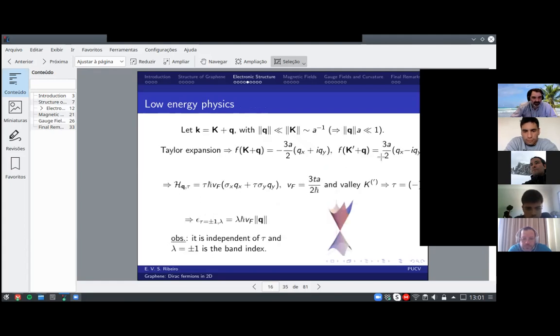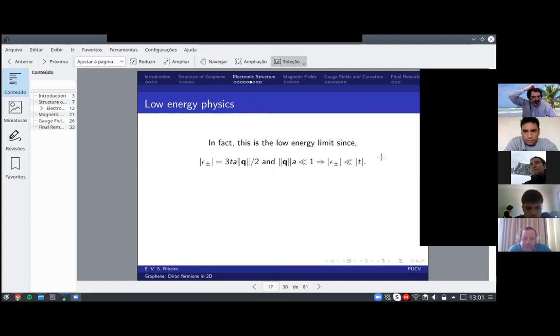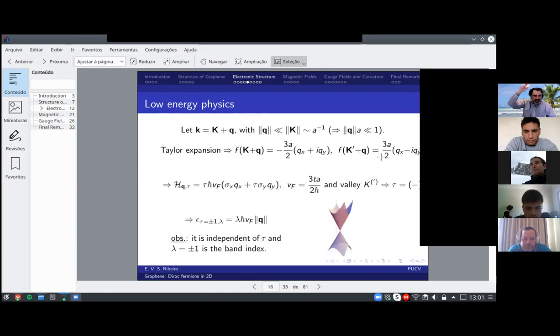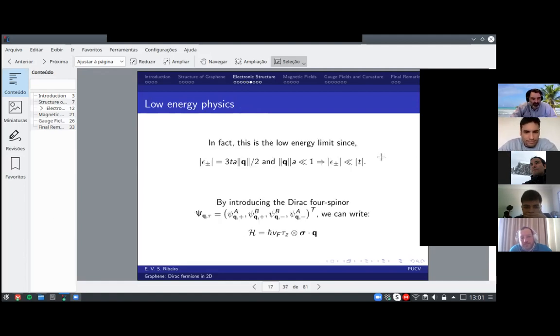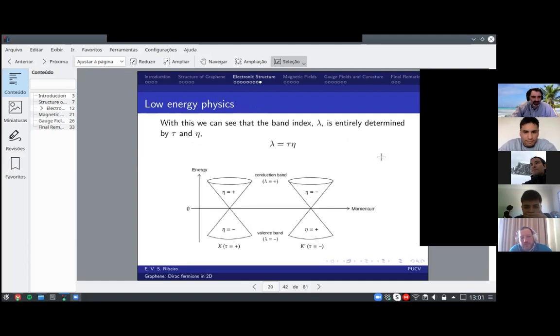Here? No, it was a slide where you had the two cones at the K and K prime points, and you showed the values of, I don't remember whether it was lambda or tau. There, you had, right, sorry, it was eta.